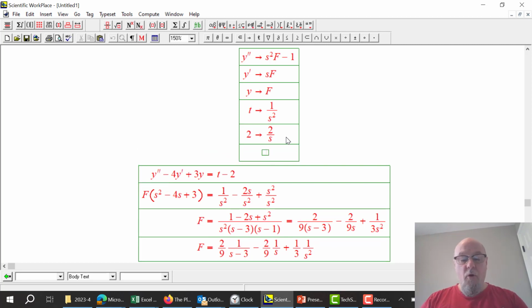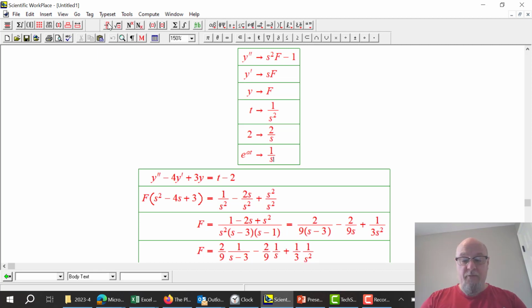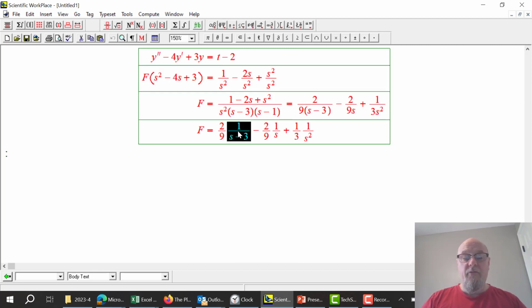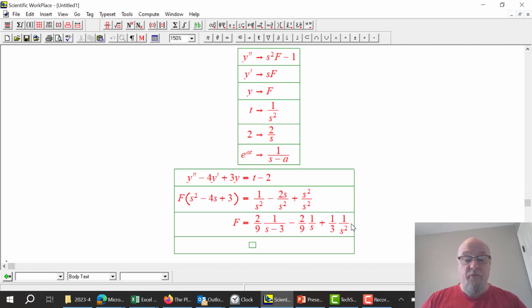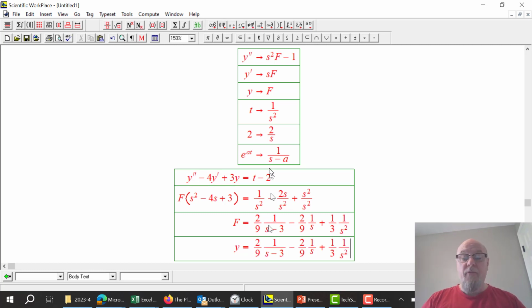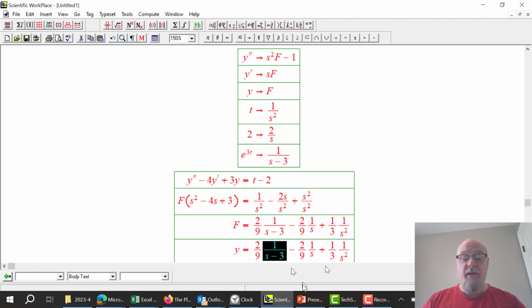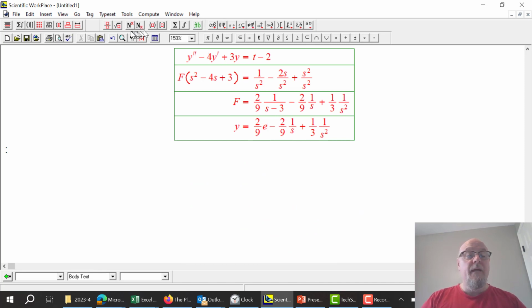This piece here, though, I don't have in my little chart that I made. But if I go back to the table, I will see that the transform of e to the at is equal to 1 over s minus a. So when I take the inverse transform of that, I should get e to the 3t. Now let's take the inverse transform of both sides. The transform of y becomes F, so the inverse transform of F becomes y. The transform of e to the at is 1 over s minus a, so if a was 3, that would be 1 over s minus 3. So when I take the inverse transform, that becomes e to the 3t.